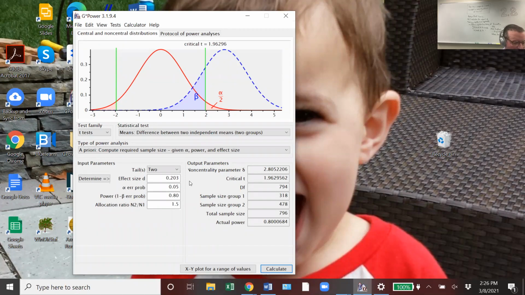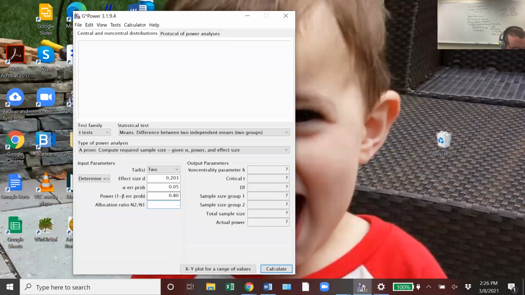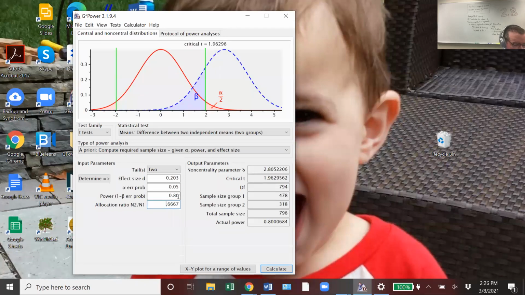Let me just show you. If you went instead of 60-40, if you went 40-60, then your allocation would be 2/3, and you get exactly the same result. So it doesn't make any difference if you've got unbalanced groups, whether you put the big group first or the big group as a denominator.